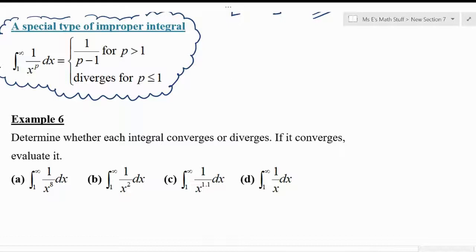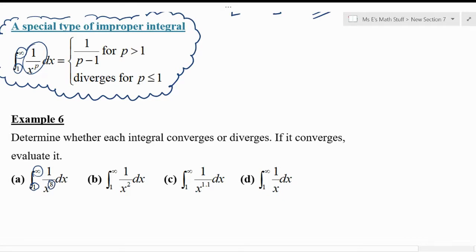All right, my friends, notice that for each of these, the lower bound is always 1 and the upper bound is always infinity, just like in this rule. And then the integrand is always 1 over x to some constant power, just like in the rule. So basically, if you just follow the rule inside the bubble, then you pay attention, first of all, to which side of 1 your p-value is on.